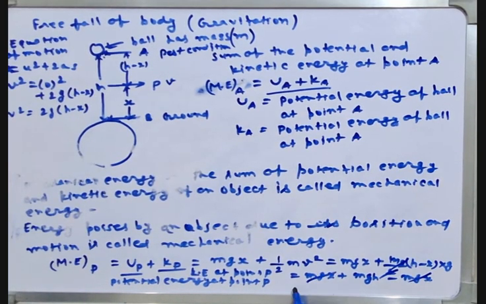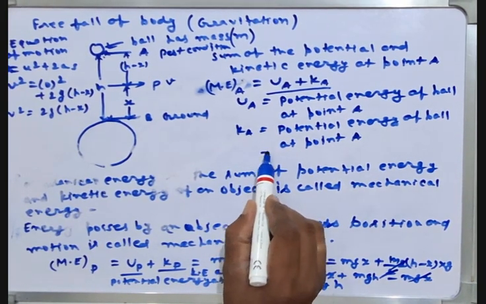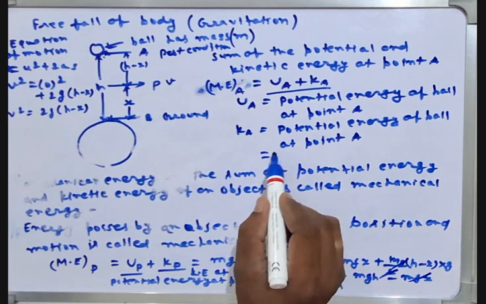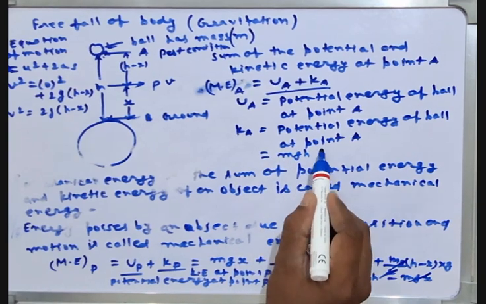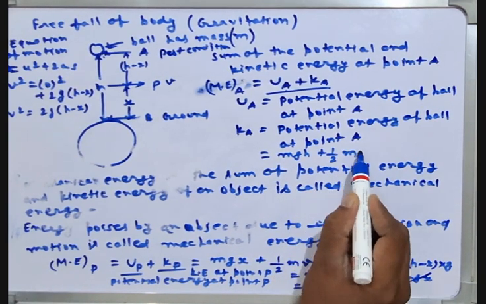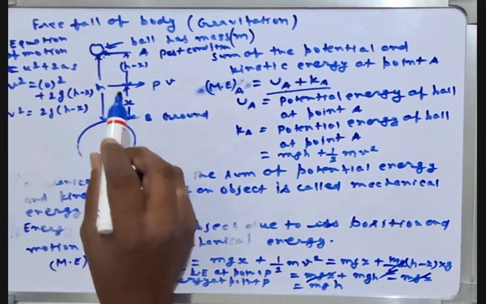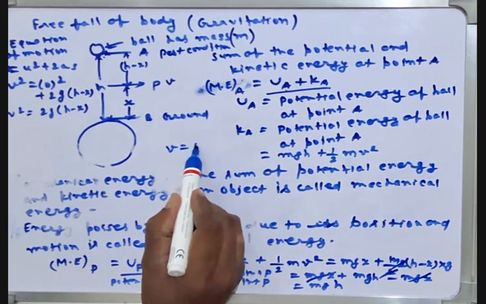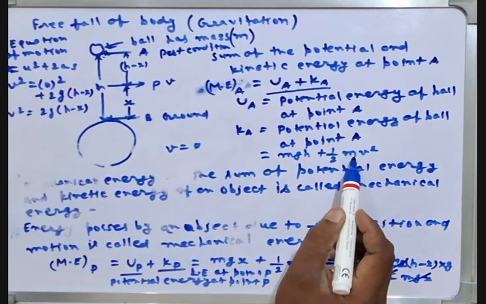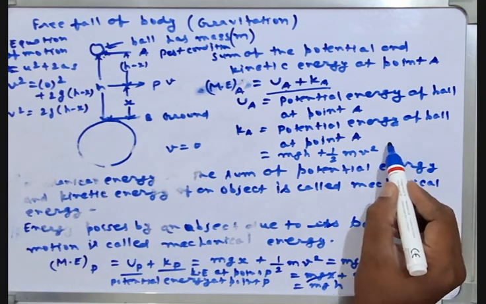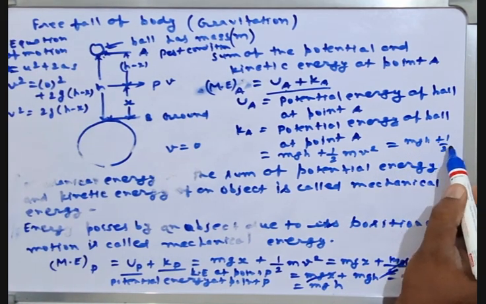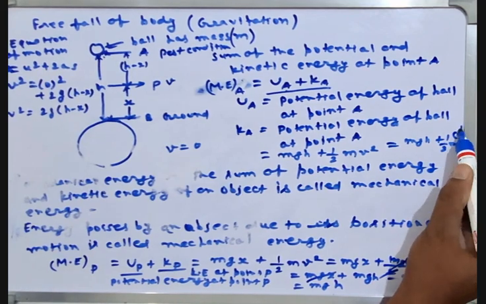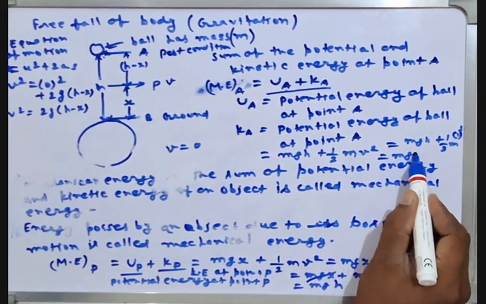Okay, these cancel out, so this is equivalent to mgh. Now at point A, the energy is potential energy mgh plus 1/2 mv square. Initially, when the ball is at rest, the velocity is 0. So we can further write mgh plus 1/2 m (0) whole square, so this comes to only mgh.